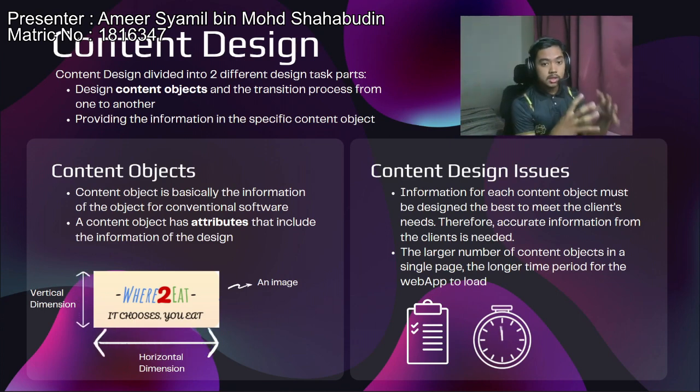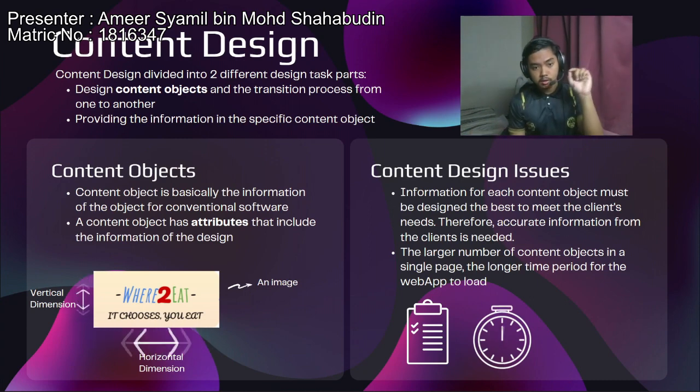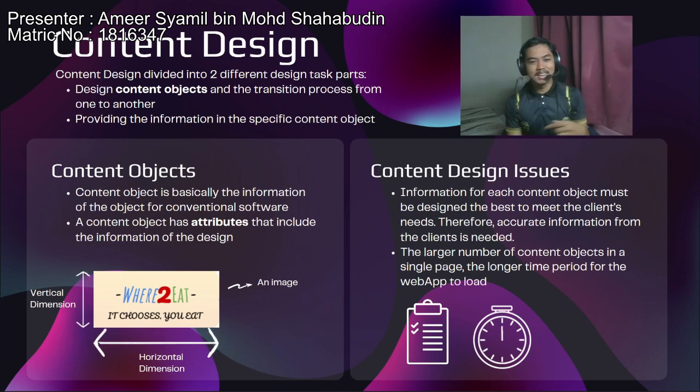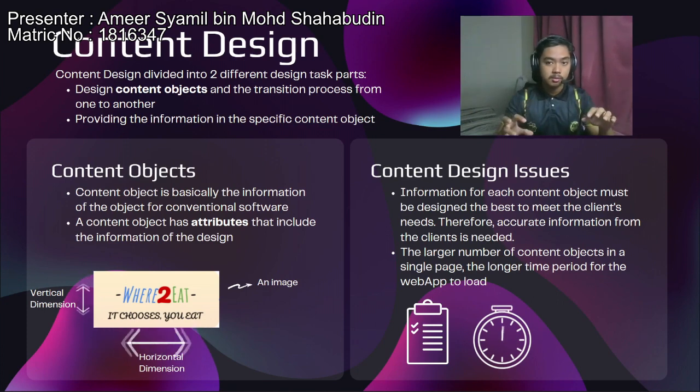Okay, a content object is basically the information of the object for conventional software. For example, if you look at the picture below, there, the PNG or the word document contains the vertical dimension and the horizontal dimension. That is called the attributes that include the information of the design.